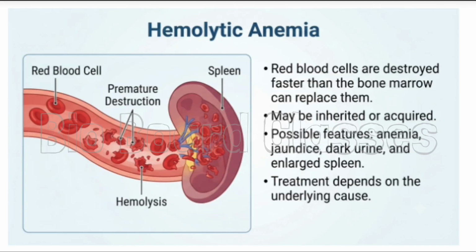Hemolytic anemia occurs when RBCs are destroyed faster than the bone marrow can replace them. This destruction is called hemolysis. Hemolytic anemia may be inherited, as in some RBC disorders, or acquired due to autoimmune reactions, certain infections, medication, or other conditions. While RBCs are destroyed rapidly, the body may show signs such as jaundice, dark urine, and enlarged spleen depending on the cause. Treatment depends on identifying and managing the underlying cause.